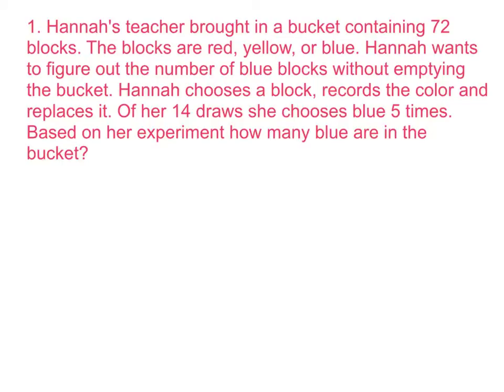So, we are going to use her experimental probability to help us figure out our theoretical probability. If she had 5 blue blocks that she picked out of the total 14, using that, how many blue blocks should there be if there are 72? So we know 5 out of 14 is what she discovered with her experiment. Now if we look at it with 72, how many is she going to have?